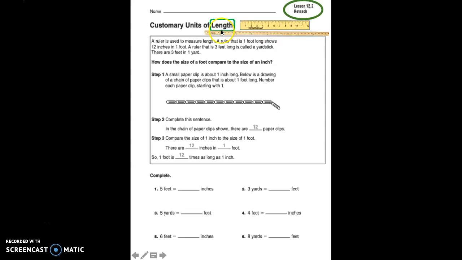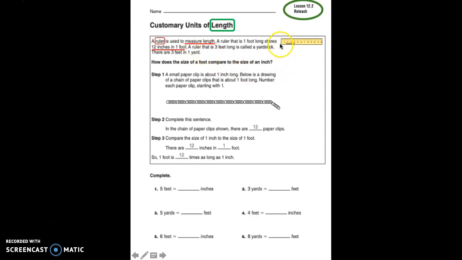When we think about length, we think about our ruler and our yardstick. A ruler is used to measure length. A ruler that is 1 foot long shows 12 inches in 1 foot. A ruler that is 3 feet long is called a yardstick. There are 3 feet in 1 yard.